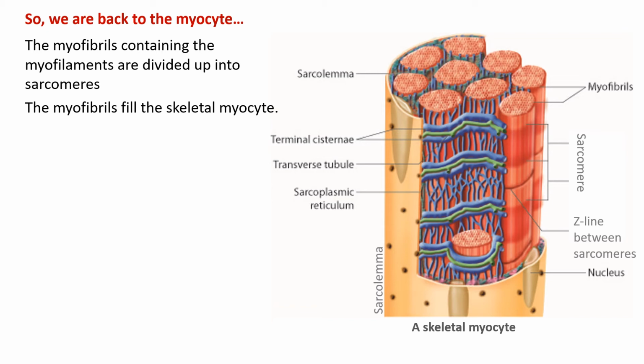Remember, we have our myocyte full of myofibrils. These are the specialist organelles that are full of the myofilaments divided up into sarcomeres. Those myofibrils fill the skeletal myocyte. Remember I said about the nuclei getting pushed to the outside, and you can see there a nucleus being squished up against the sarcolemma.